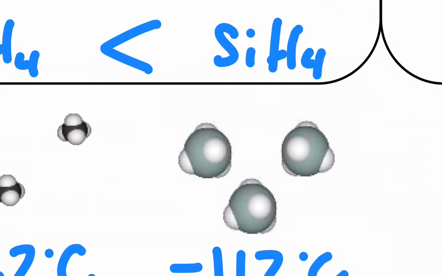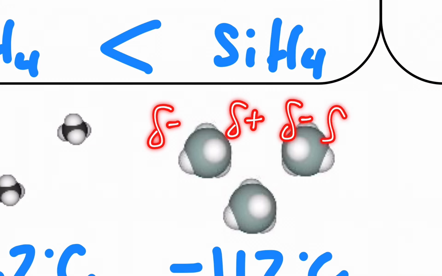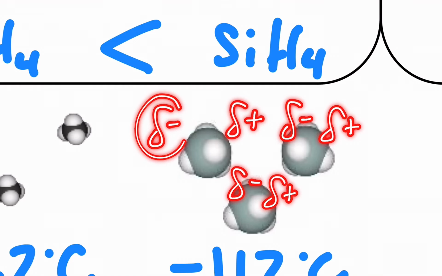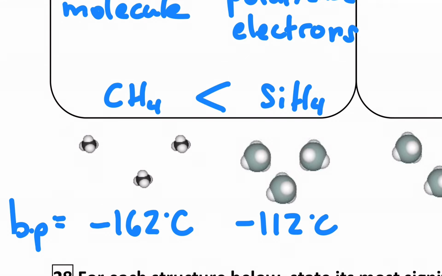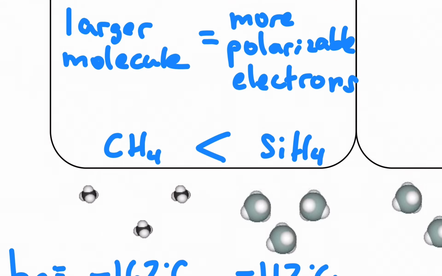It has more electrons, and those electrons can polarize. So they can give it this partial negative and partial positive character once it lines up with other molecules of itself. It will do that to give what looks like a partial negative and a partial positive charge on each side of the molecule. And it just does it better than smaller molecules simply because there's more electrons to do that. So silane molecules stick to each other more than methane molecules.